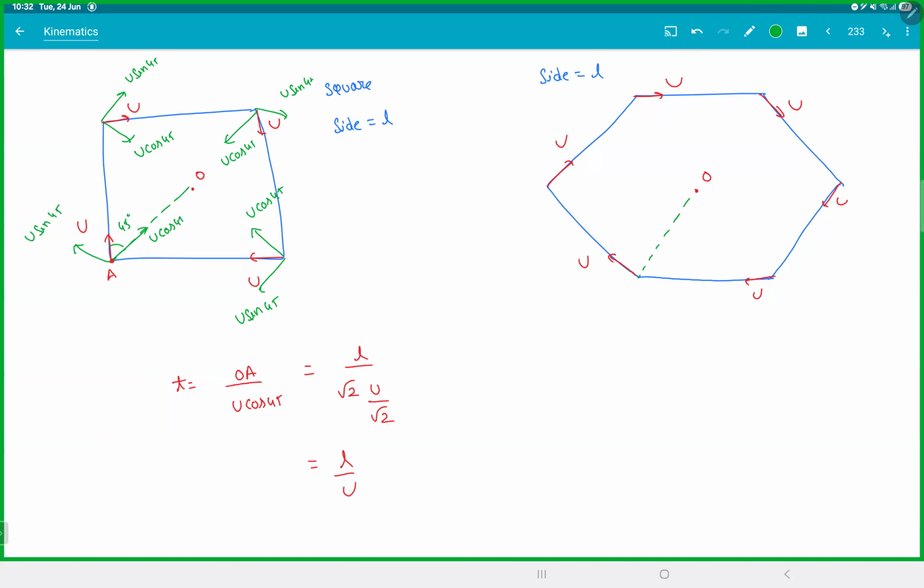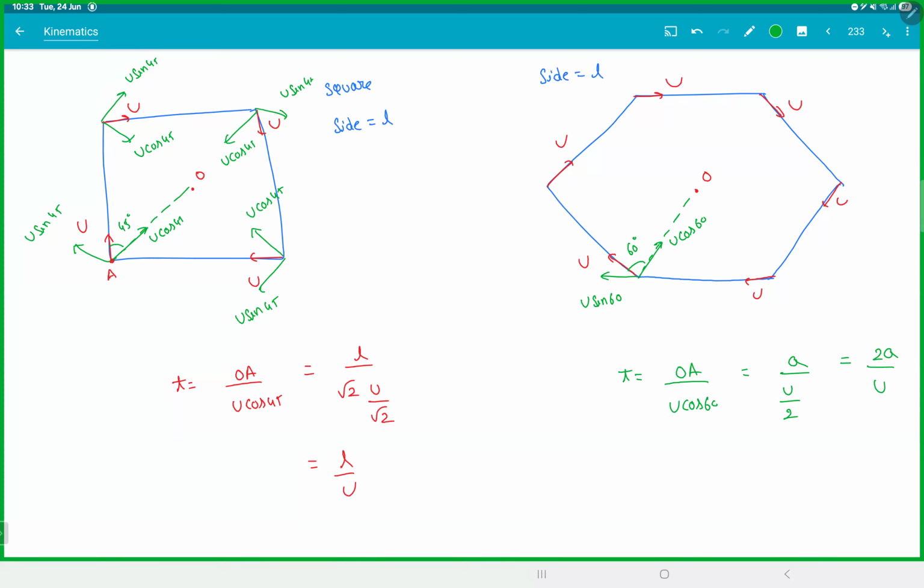So if you put this thing, this angle is 60 degrees. So you're going toward the center with u cos 60. You're rotating with u sin 60. Therefore, time will be O to A by u cos 60. In a hexagon, you know, the sides will all be equal to A. This will be A by u by 2, which is 2A by u.